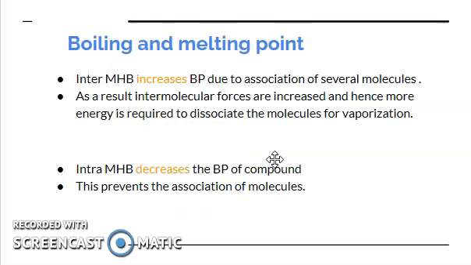So now I am explaining how it influences the boiling and melting points. Intermolecular hydrogen bonding increases the boiling point. As I have shown, ammonia binds with the next molecule and the second molecule again forms the hydrogen bond with the third molecule. In this manner, intermolecular hydrogen bonding forms aggregates. So there is association of molecules, and that is why the energy required for vaporization increases. This is how intermolecular hydrogen bonding increases the boiling point due to the association of several molecules.